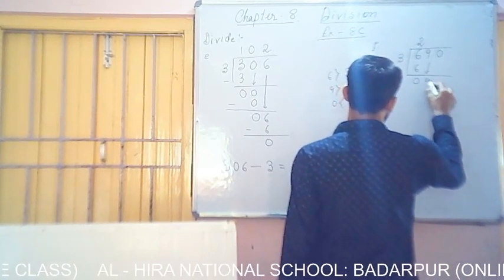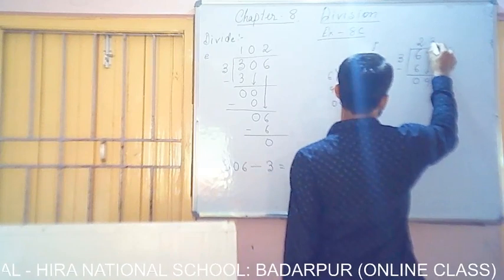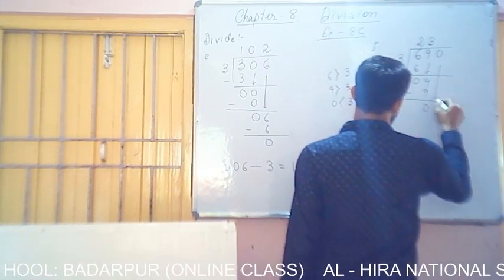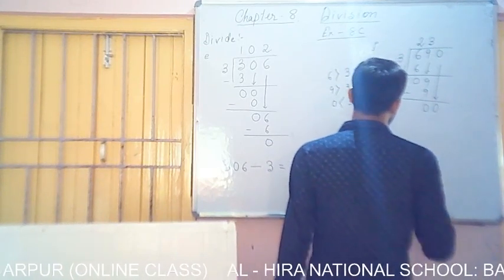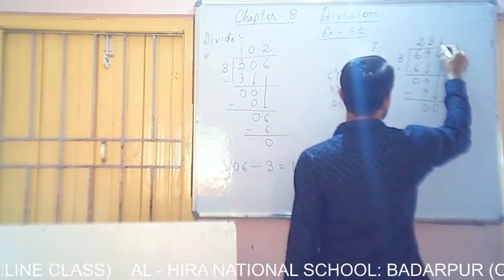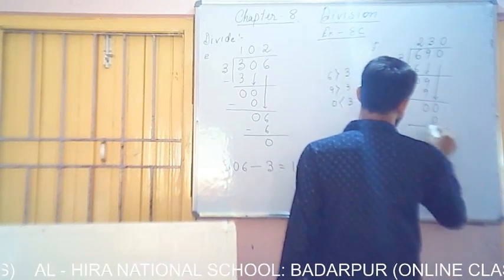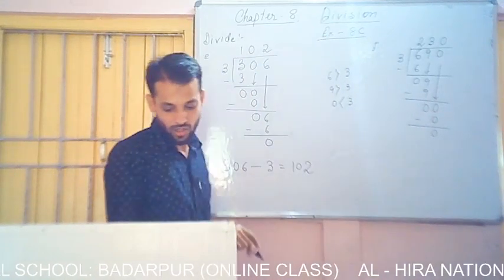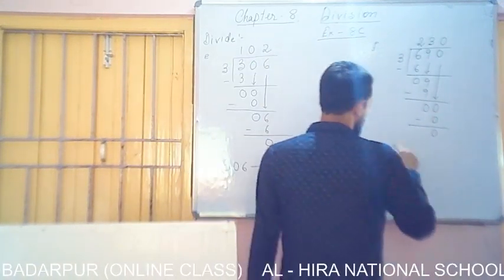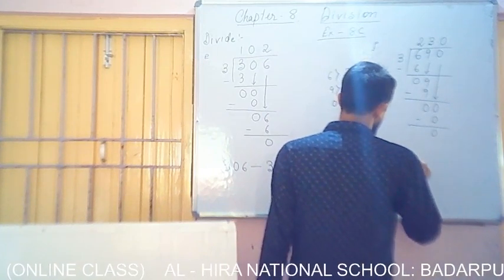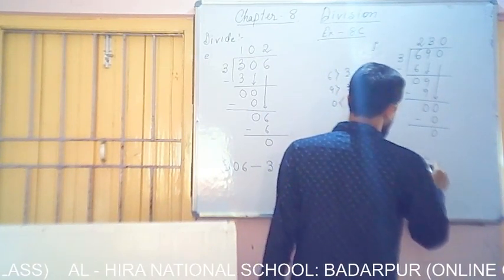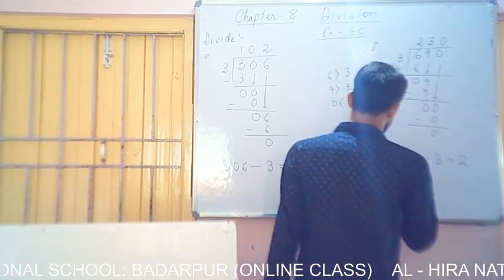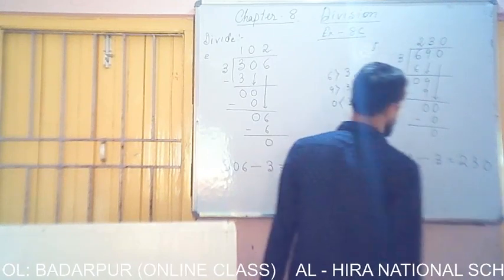Bring down 9 tens. 3 3s are 9. Again 9 minus 9 equals to what? 0. Bring down 0 ones. So 3 multiplied by 0 equals to what? 0. 0 minus 0 equals to what? 0. Now the answer is what? 230. So we can write 690 is the dividend, which is divided by 3 to get 230.